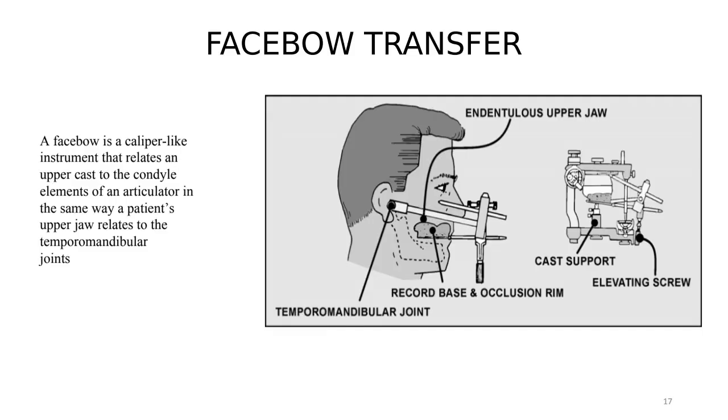Facebow. The facebow is a caliper-like instrument that relates the upper cast to the condyle elements, in the same way the patient's upper jaw relates to the temporomandibular joints. So you see here an example of the facebow. The doctor inserts the facebow into the patient's mouth and records the movements and the bite.